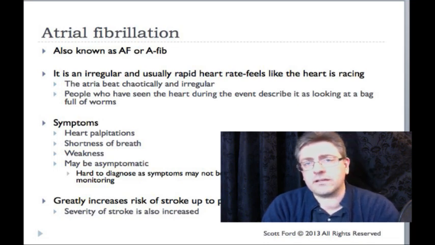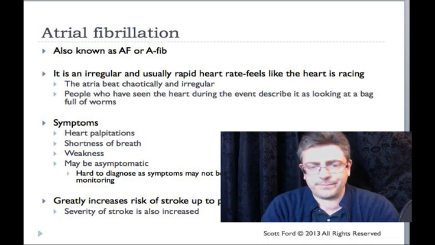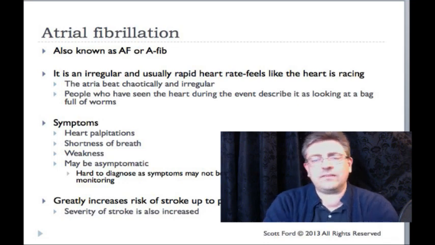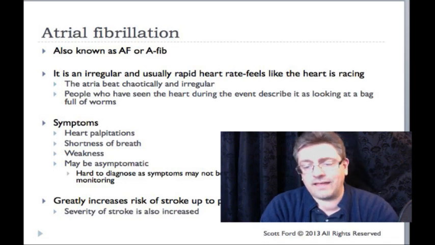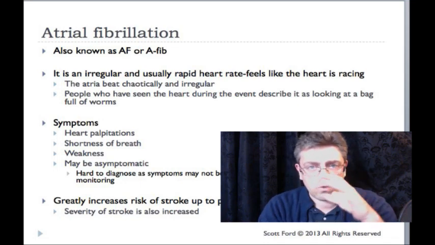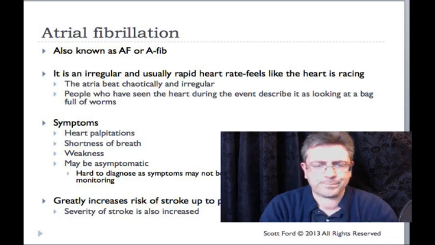AFib is an irregular and usually rapid heart rate. It feels like the heart is racing. The atria beat chaotically and irregularly. People who have seen the heart when this happens describe it as a bag full of worms. The atrial bag is just full of worms. It's just like this, okay?